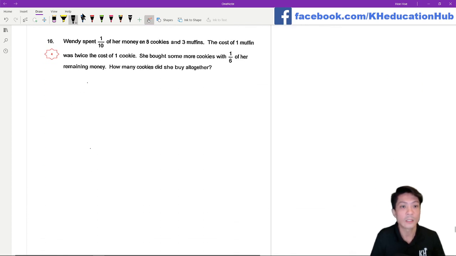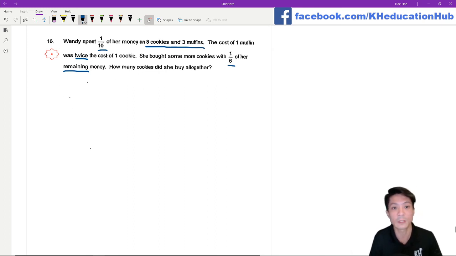Going to question 16. Wendy spent 1/10 of her money on 8 cookies and 3 muffins. The cost of 1 muffin is twice the cost of 1 cookie. She bought some more cookies with 1/6 of her remaining money. So the keyword is remaining money. How many cookies did she buy altogether? This similar question also came out in the last CA paper which I went through.